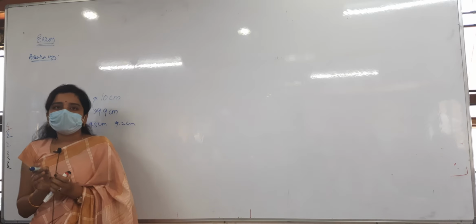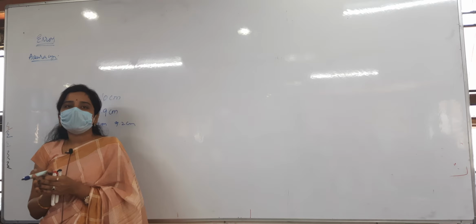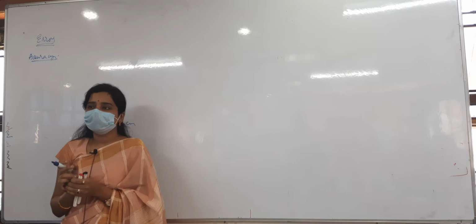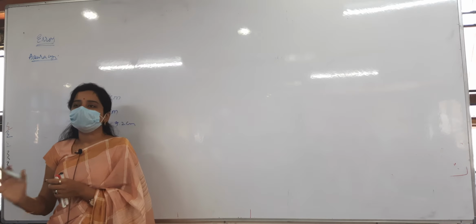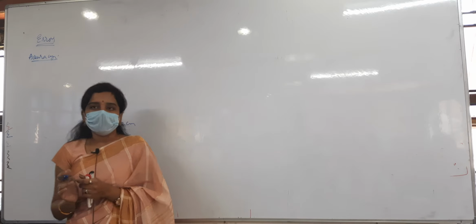So the closest value to the true value is known as the accurate value. Accuracy is nothing but the degree of closeness of the measured value to the true value. That is called accuracy. Next one is precision.